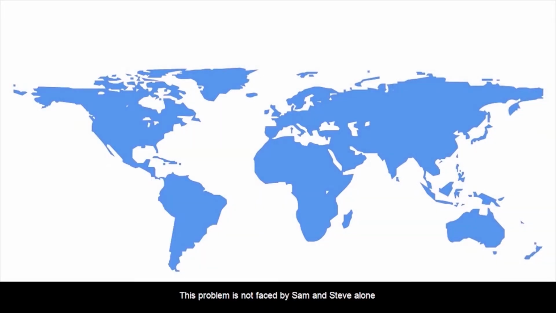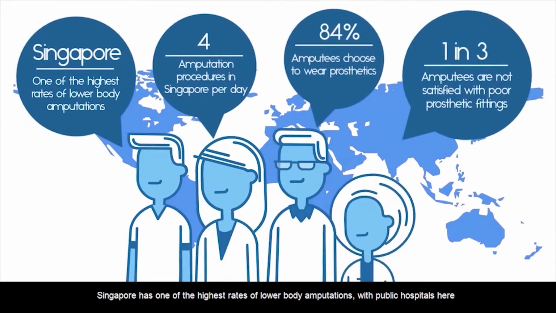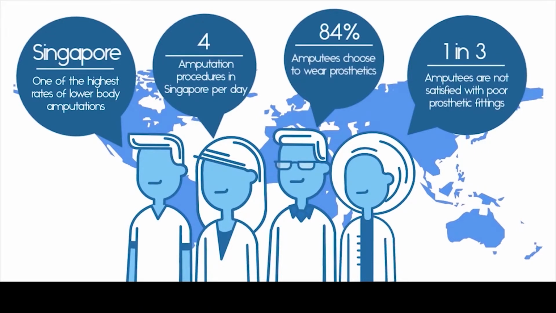This problem is not faced by Sam and Steve alone. Singapore has one of the highest rates of lower body amputations, with public hospitals here needing to conduct some 4 amputation procedures a day. Currently, although 84% of amputees choose to wear prosthetics, 1/3 of amputees are not satisfied with their prosthetics due to poor socket fitting.